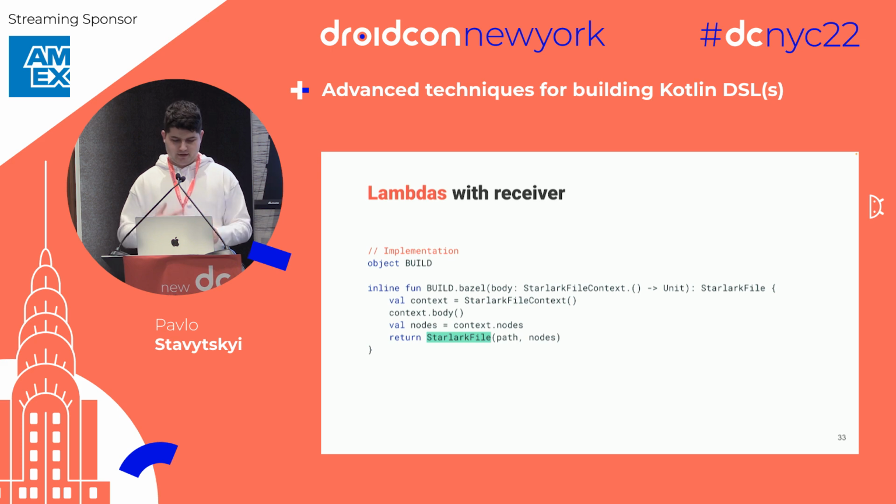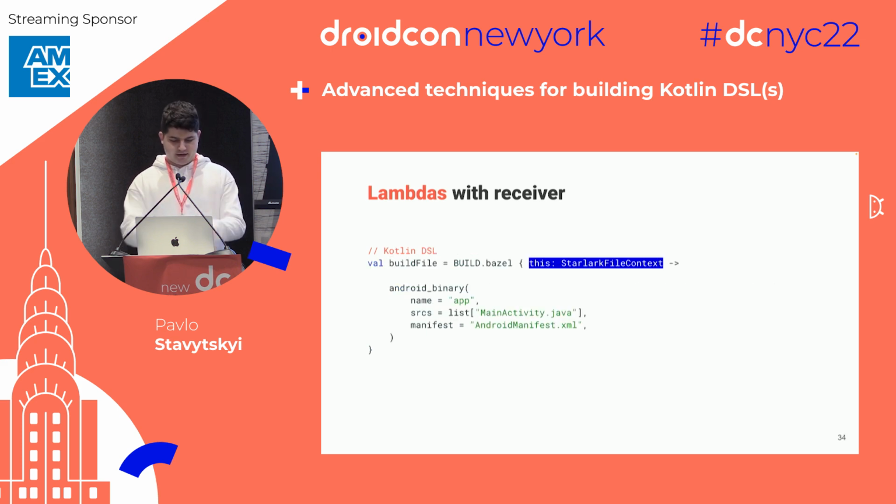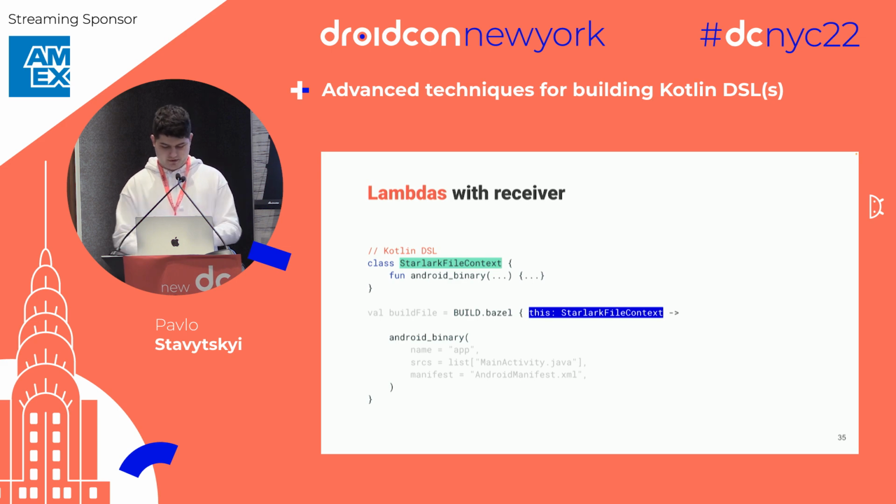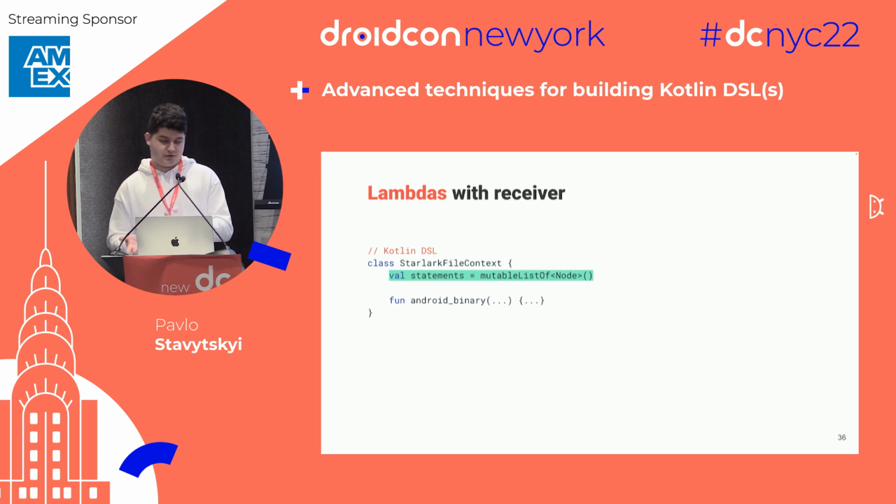If we go back to the front-end part, to the actual DSL, inside of these curly brackets we have this as the Starlark file context. So every function, every operator, everything that's available as a member of this class will be available inside of this DSL. For example, here we have the Android binary function, which is already a part of the DSL. Inside the Starlark file context, it has the Android binary function defined, and it has something called statements, which is a mutable list of nodes, which basically holds the subtree, the abstract syntax tree of the code that we need to generate. And every function will add something to this tree.